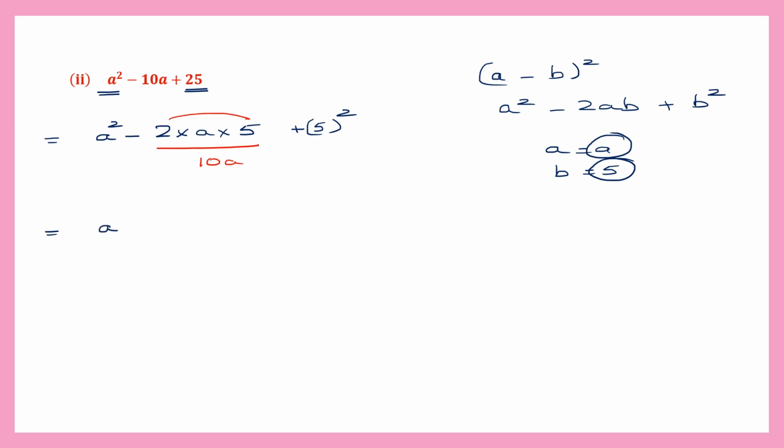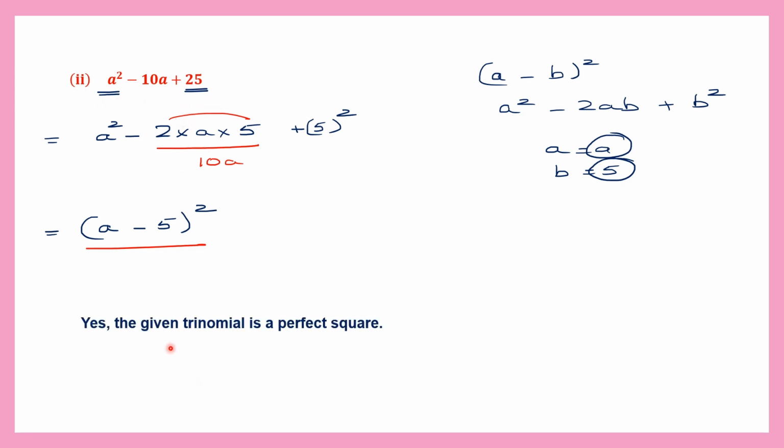So a is a itself, minus b is 5. A minus b the whole square. We are able to get it in this format. That means this trinomial also can be written as a perfect square. So the given trinomial is a perfect square.